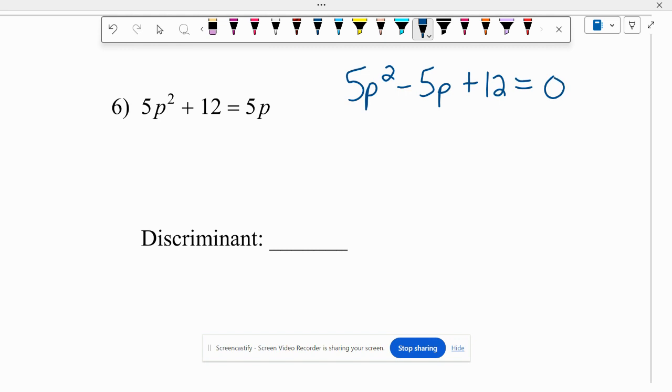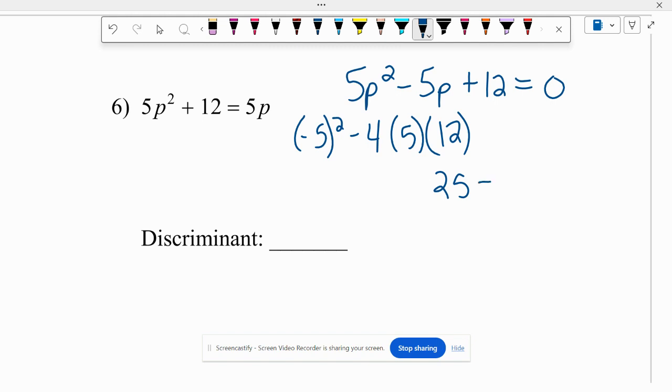B squared, that's negative 5 times negative 5. So negative 5 squared minus 4 times A times C. Okay, so let's see, that's 25. 20 times 12. Well, 2 times 12 is 24, so 240. So that equals negative 215. Someone can check my math, but I'm pretty sure that's right.